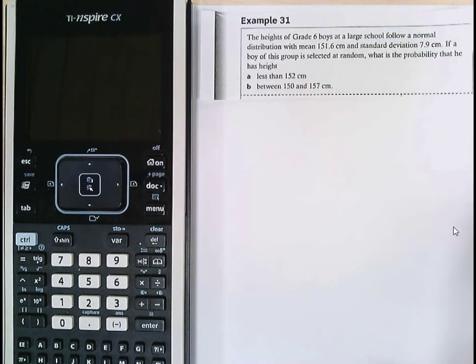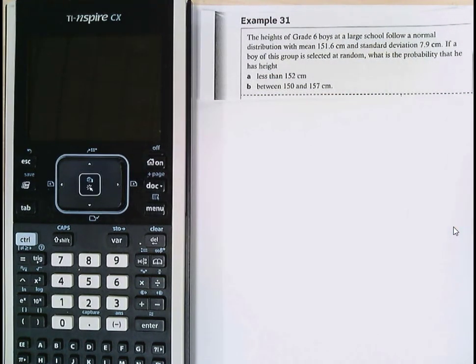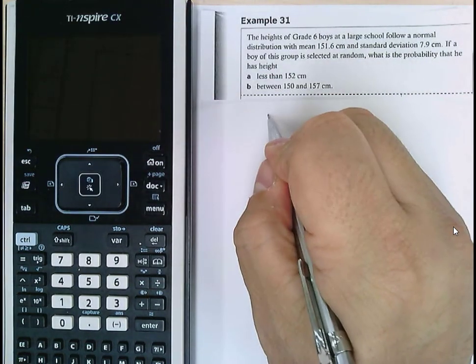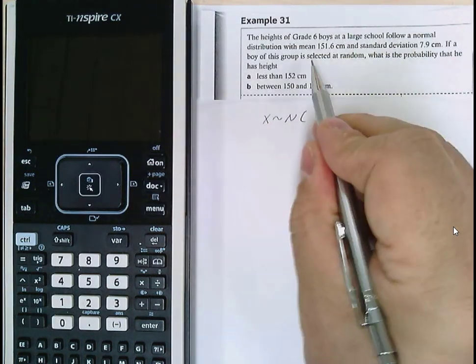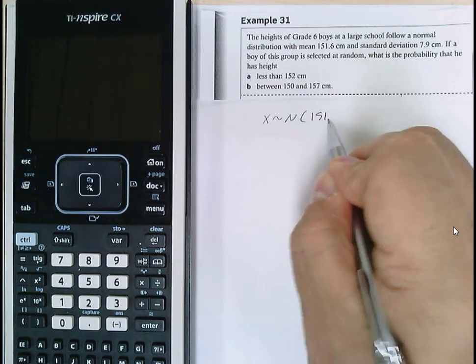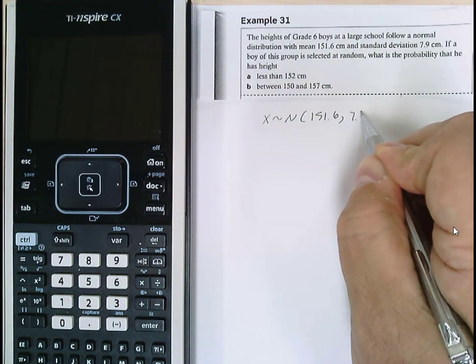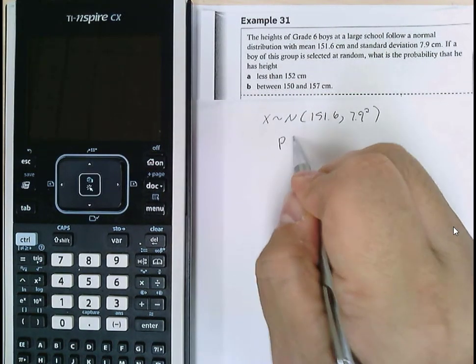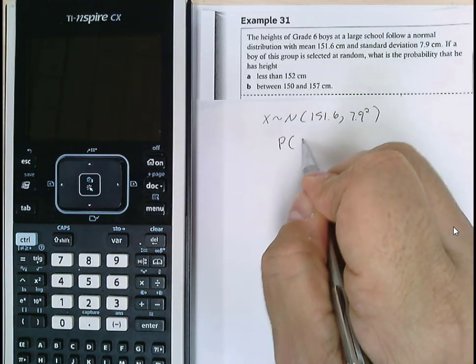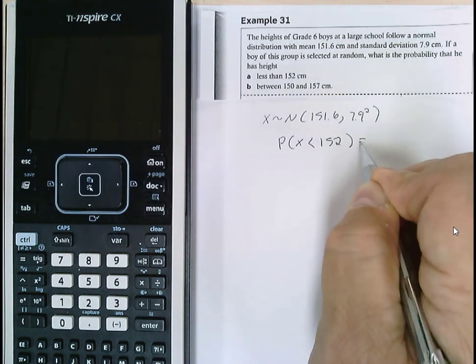So the way that we would assign this, it tells us it's a normal distribution. So we know we should give a statement determining that we know this is a normal distribution, and we know that our mean is 151.6, and then our variance is going to be 7.9 squared. Good? And then the first one asks us is the probability that our random variable x is less than 152 centimeters, right? So that's what I want to find out.